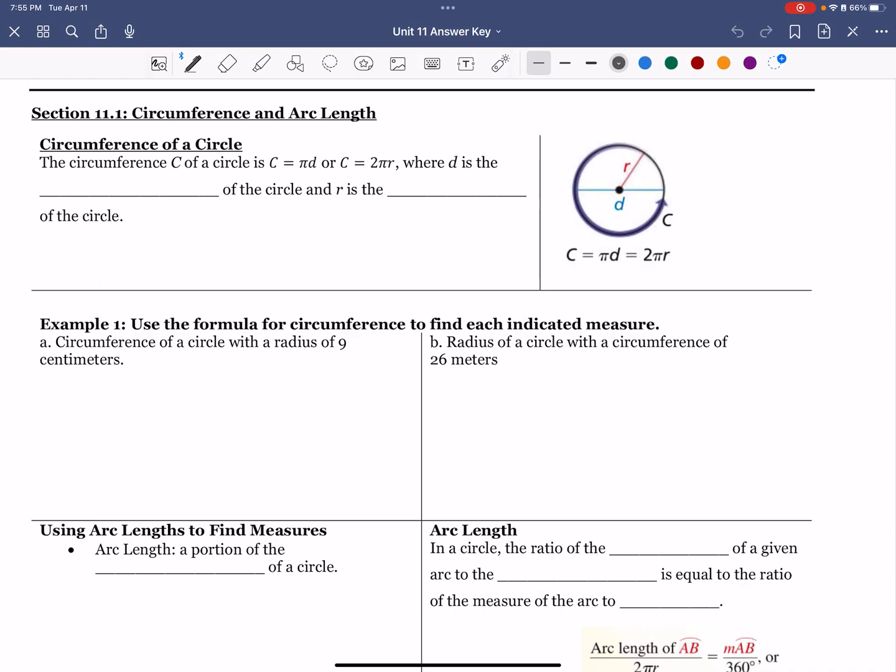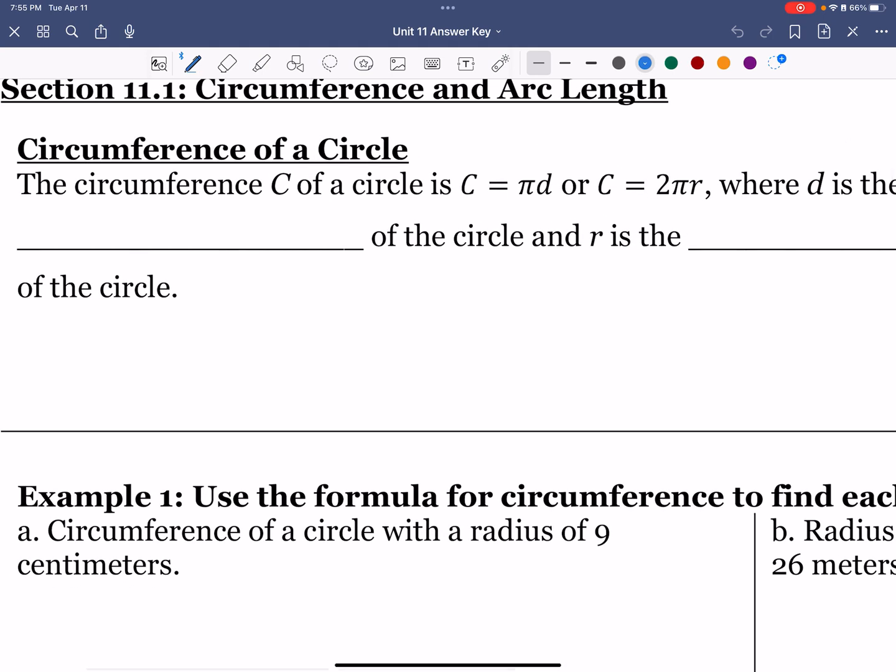This is section 11.1. We're talking about circumference and arc length in this section. So let's start with circumference. This should be a nice review from previous years. So I have the circumference formulas here.